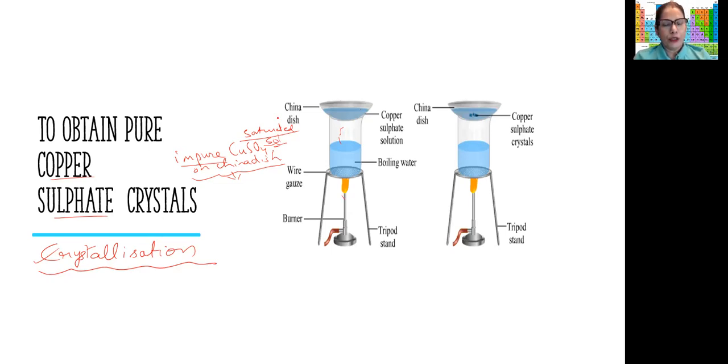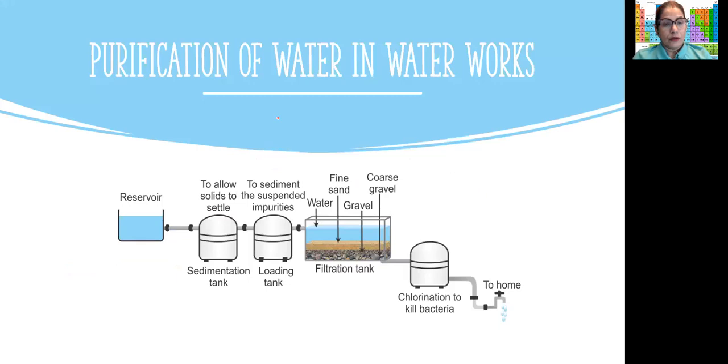So we'll be doing a little more of the chapter, which tells about physical change and chemical change. But before that, we do have the purification of water in a water works. How does water purify? Although it is only a diagram given in the textbook, you should know a little about how we get pure water at home.